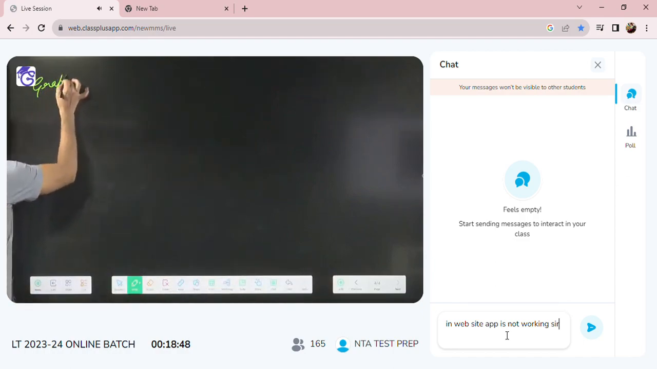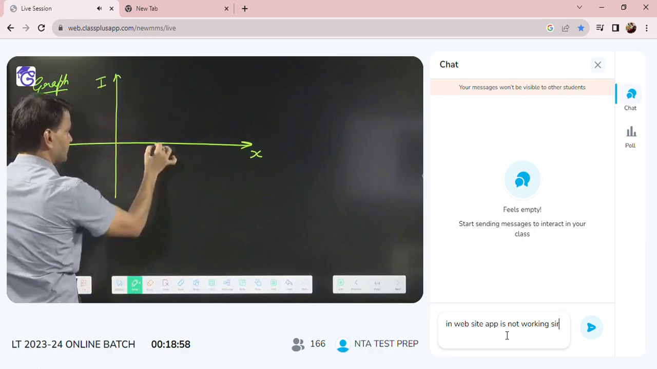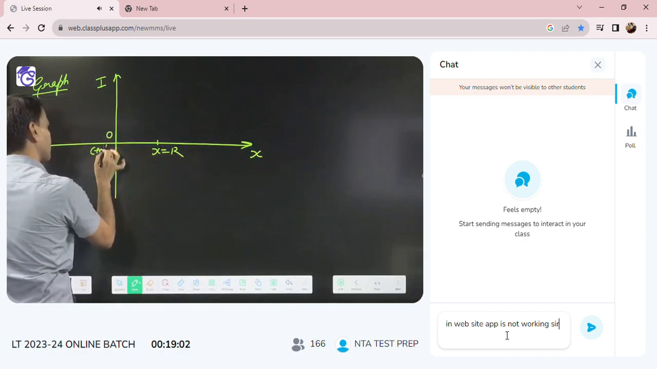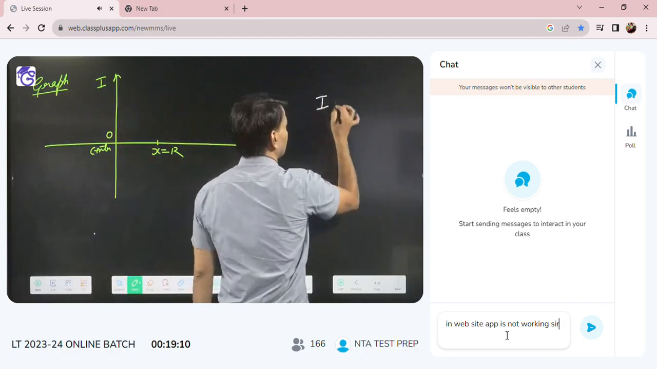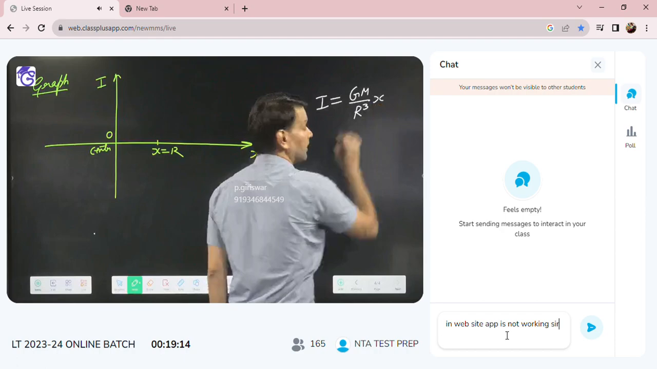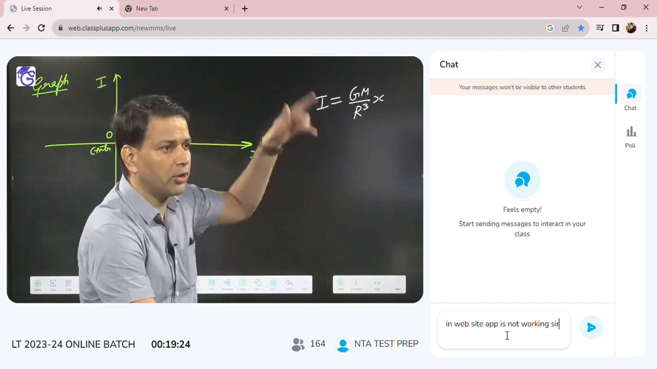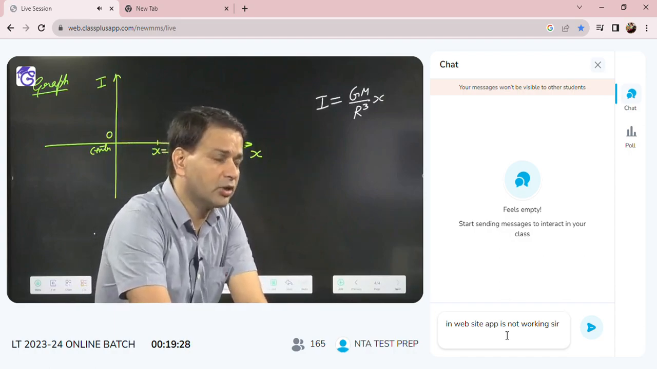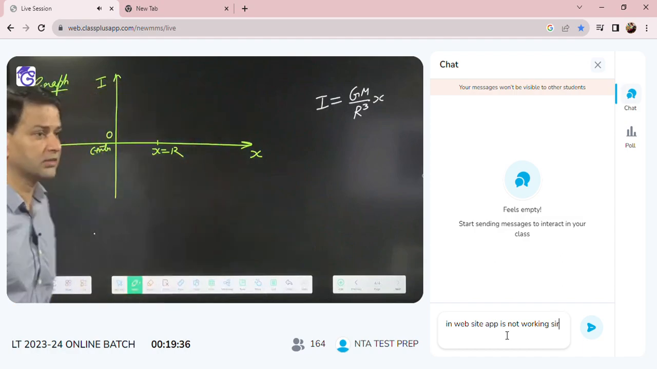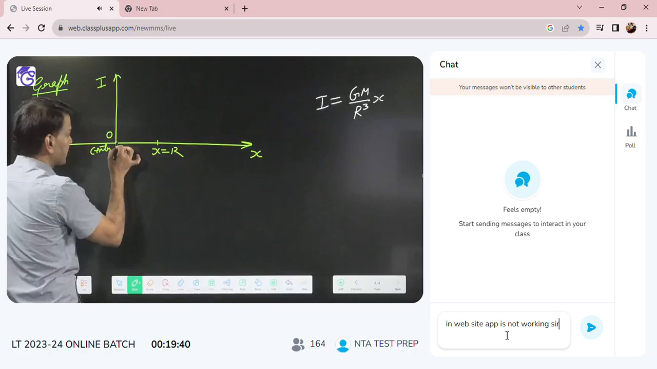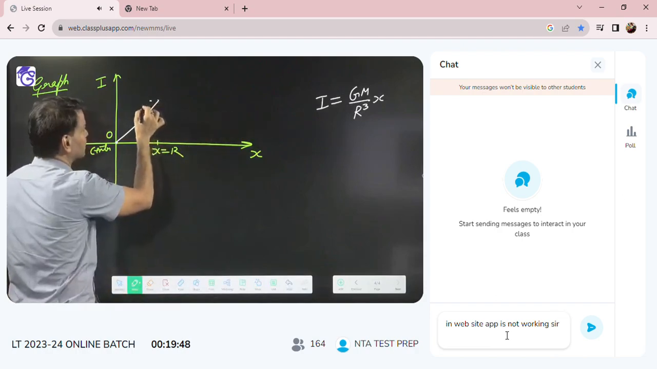Now the graph. Inside, what is the variation we are getting? I is equal to GM by R cube into x. GM by R cube is a constant, so I is equal to Cx, a constant into x. I am plotting on the Y axis, so we get Y is equal to Mx, which is a straight line passing through the origin. For the shell we got intensity 0, but here we get a straight line passing through the origin. So at the center intensity is 0, and from the center to the surface you get GM by R cube into x, meaning Y is equal to Cx. On the surface you get GM by capital R square.